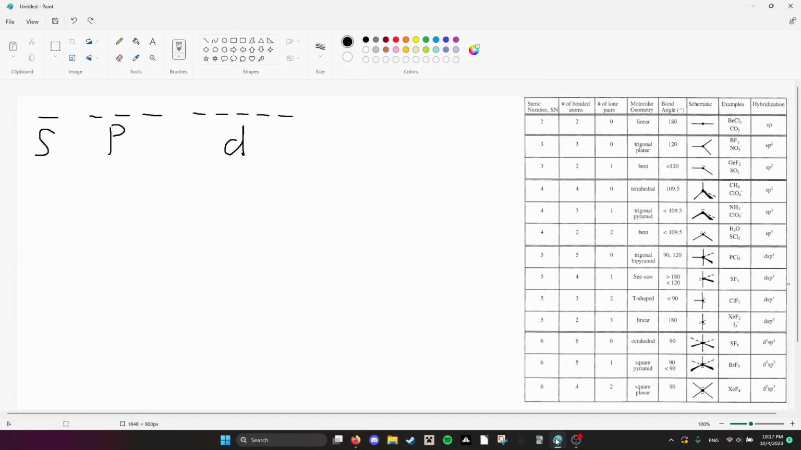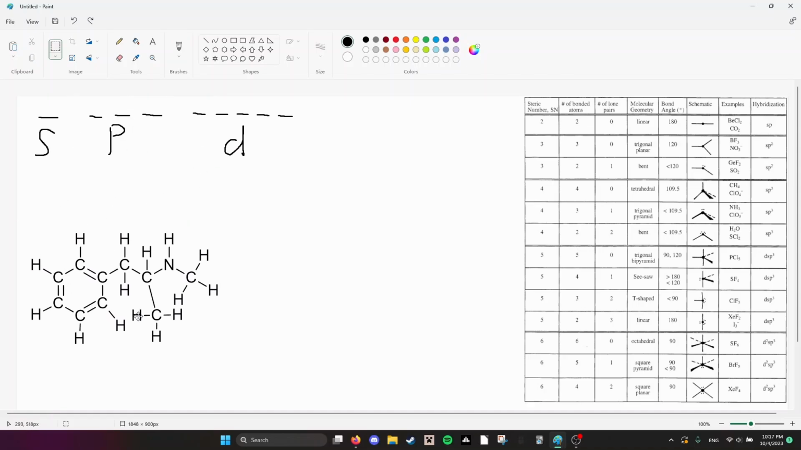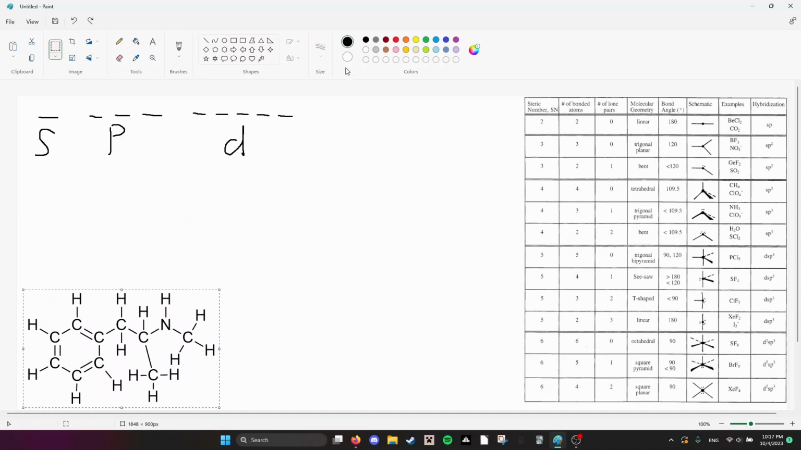Okay, so for our next molecule, we're going to use another one that I've already chosen. We're going to use this one. So let me just drag this down here for a minute. I mentioned earlier that there's a bit of a shortcut that we can use to figure out what kind of orbital hybridization something has. We're going to put that into play here.